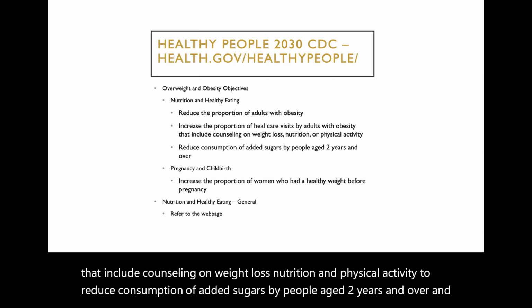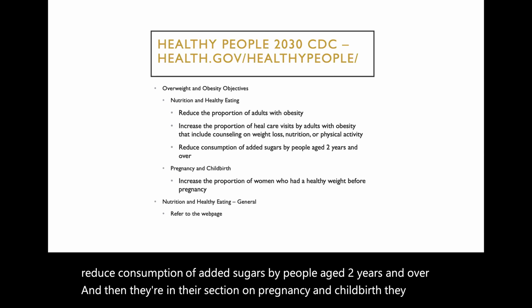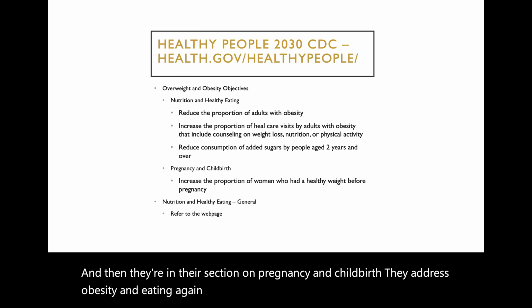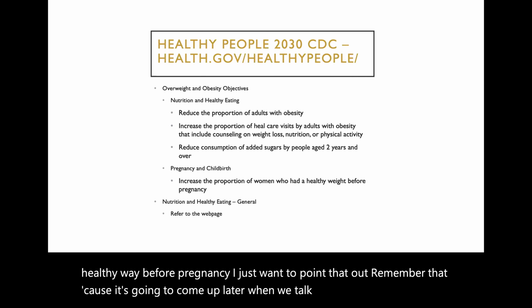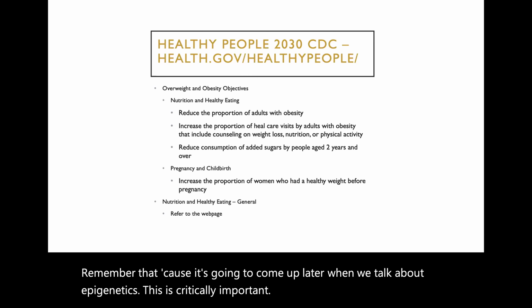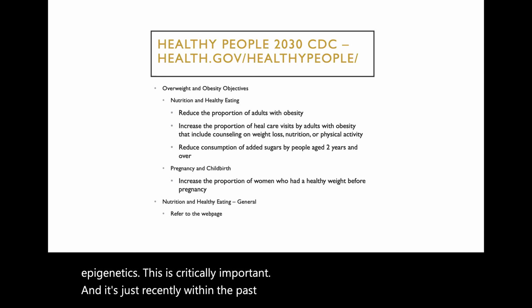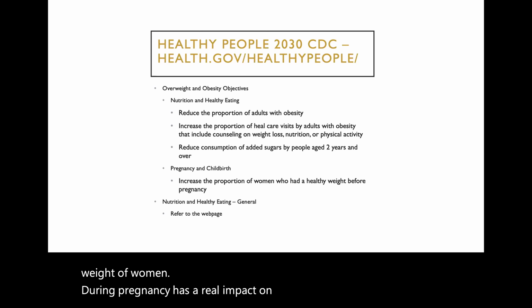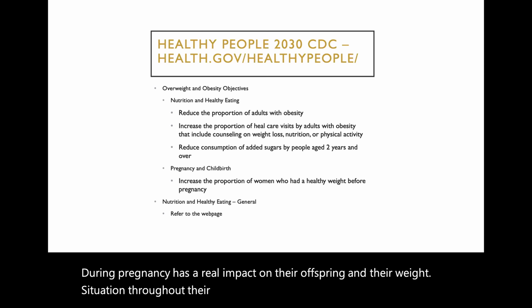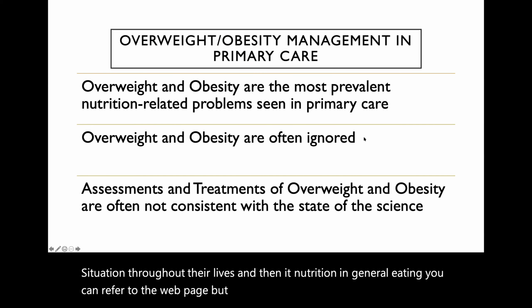And then in their section on pregnancy and childbirth, they address obesity and eating again to increase the proportion of women who had a healthy weight before pregnancy. I just want to point that out. Remember that, because it's going to come up later when we talk about epigenetics. This is critically important, and it's just recently, within the past decade, even come into focus that the weight of women during pregnancy has a real impact on their offspring and their weight situation throughout their lives. And then in nutrition and general eating, you can refer to the webpage, but there is some information there as well.